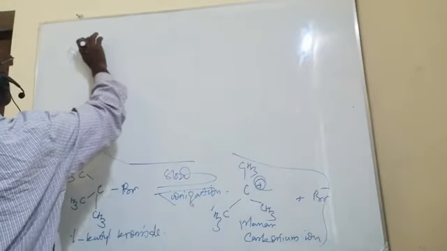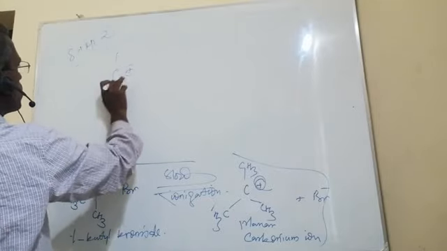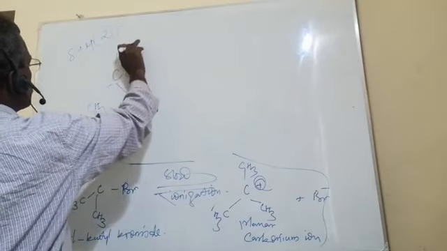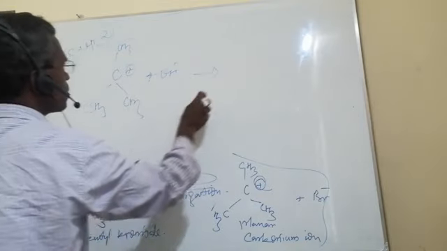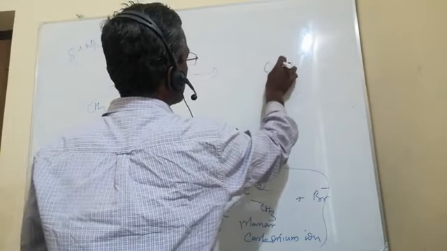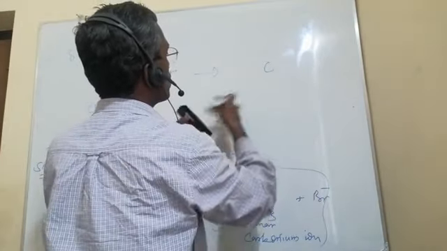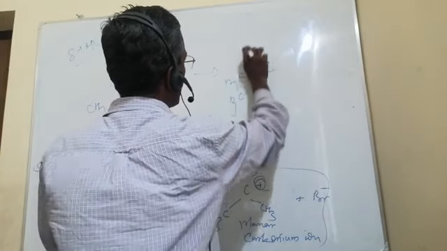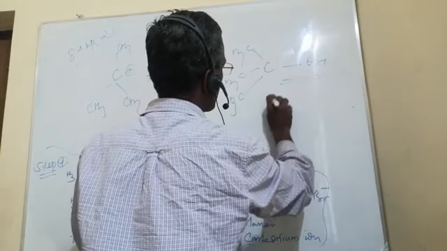Step number 2: C plus with CH3, CH3, CH3. Say for example OH minus can attack the planar carbonium ion from any side, and as a result you will get this: CH3, CH3, CH3, OH. This is your product.